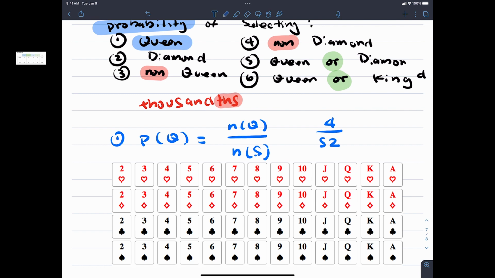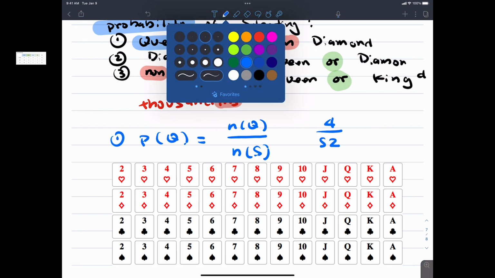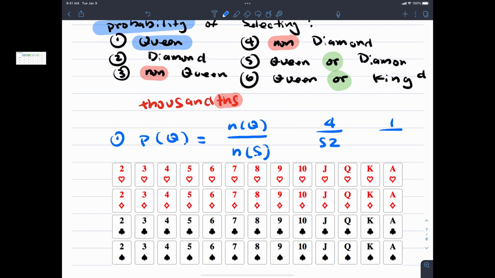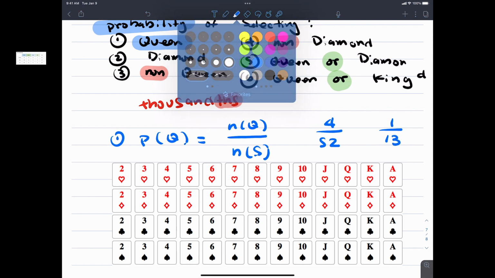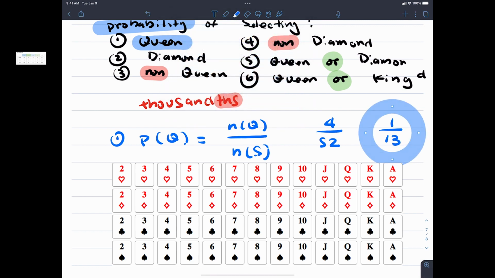Now both of these numbers are divisible by 4. 4 divided by 4 is 1. Let's stick with blue. Not a big deal. And what's 52 divided by 4? 13. So this fraction is 1 over 13. Yes, you want to reduce your fractions.